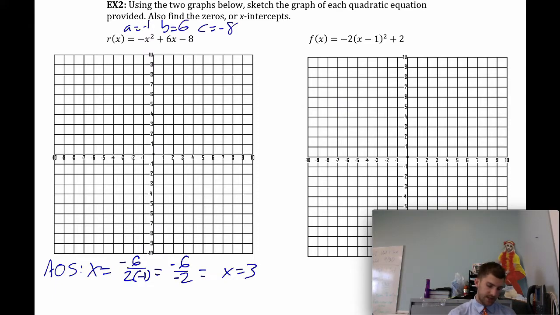I'm going to draw this as a highlighted line. If you don't have a highlighter on you, I would say maybe use a dashed line, but this is going to be kind of our basis for the rest of our graph.